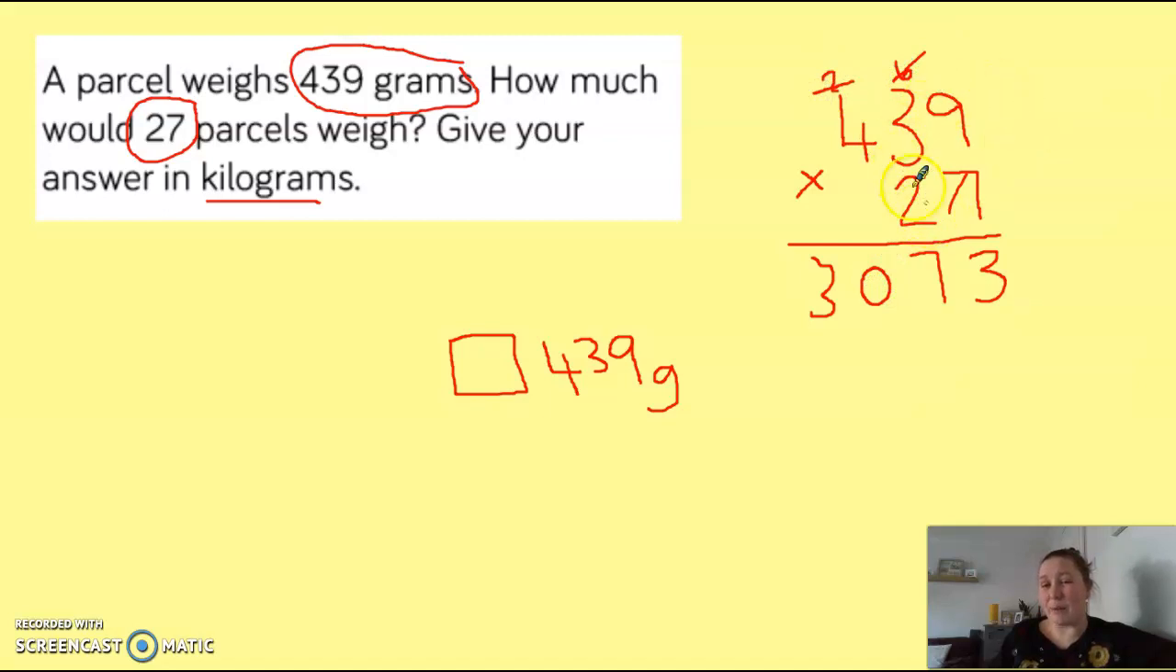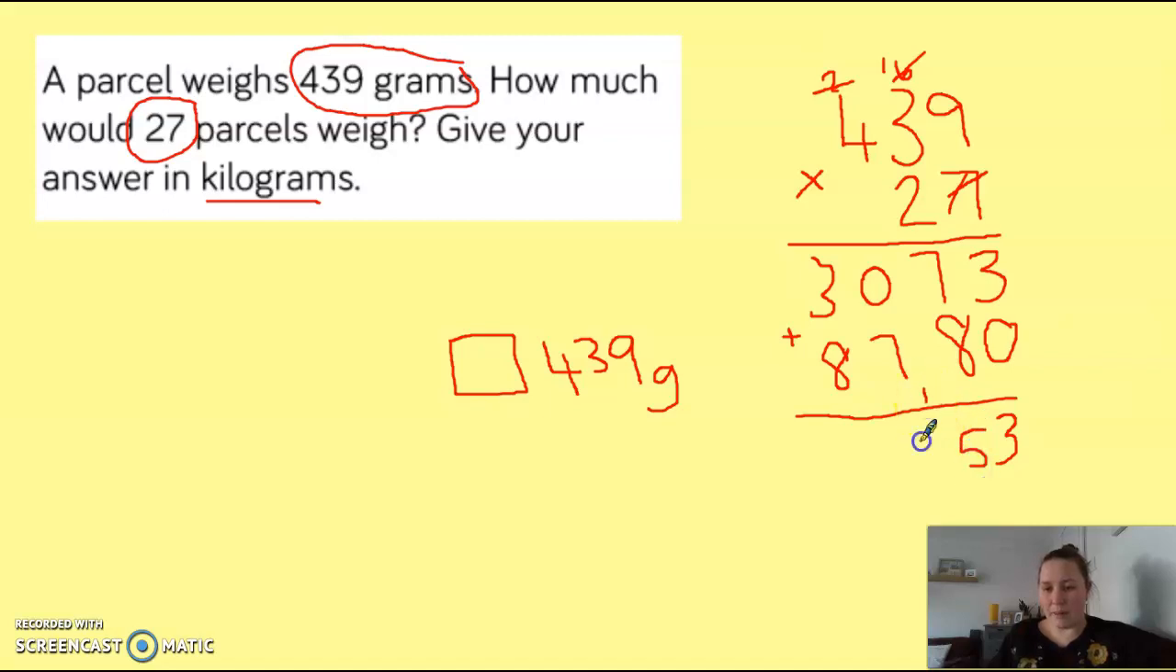Now I'm going to multiply everything by 20. I'm going to put that placeholder 0 so I remember I'm multiplying by 20 and not 2. And then I can do 9 times 2 is 18. Carry it. 3 times 2 is 6. Add that 1. And 4 times 2 is 8. Then I add these together. And then I need to make sure I'm in the right units.